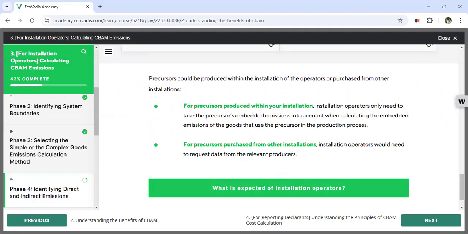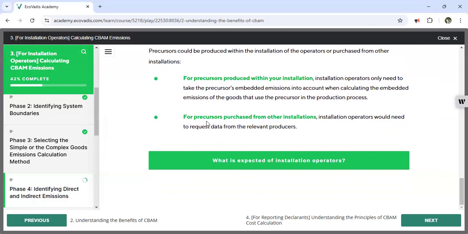For precursors produced within your installation, operators only need to take the precursor's embedded emissions into account when calculating the embedded emissions of the goods that use the precursor in the production process. For precursors purchased from other installations, installation operators would need to request data from the relevant producers.